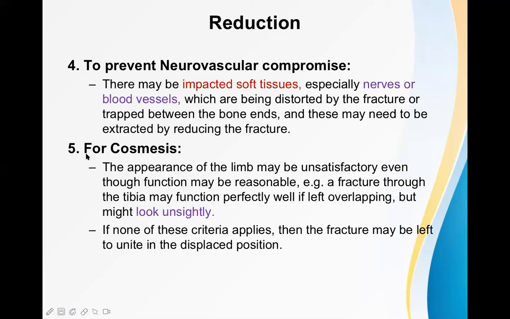Another one is for cosmesis. Cosmesis means it will look better if we do proper reduction. If we do not reduce the fracture properly, then it may unite or heal, but it may still leave some deformity because of some overlapping, and that is not acceptable for many people. So for cosmesis, or to look better after the healing, proper reduction is also necessary. So these are the different reasons. If your teacher asks why reduction is essential, why should a fracture be reduced, these are the reasons you can give.